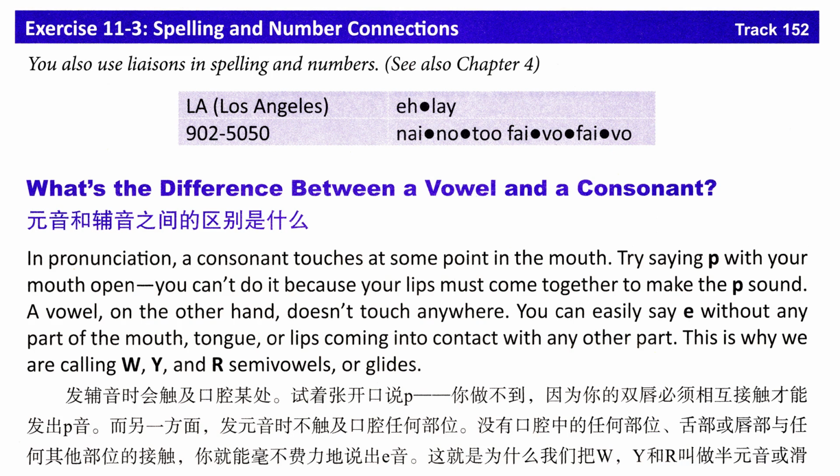Exercise 11-3, Spelling and Number Connections. You also use liaisons in spelling and numbers. LA. 902-5050.